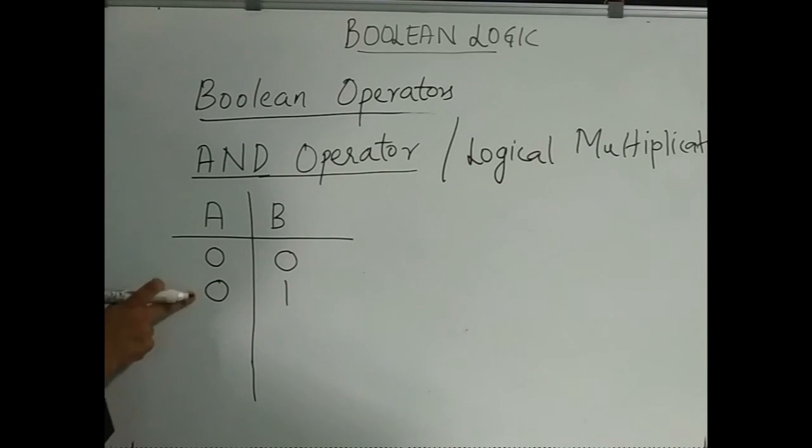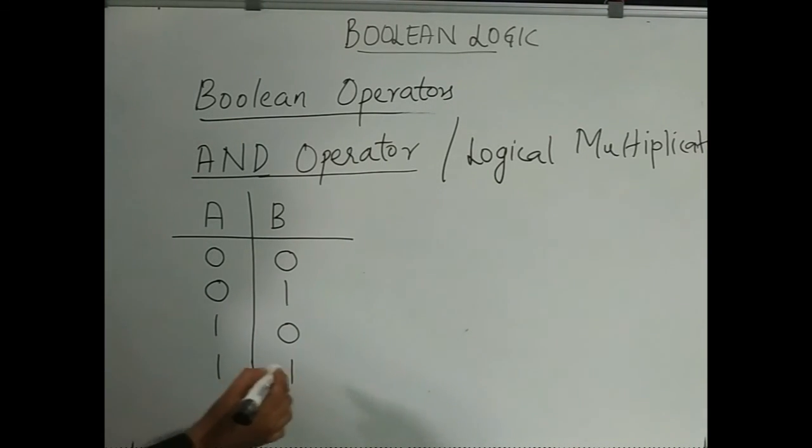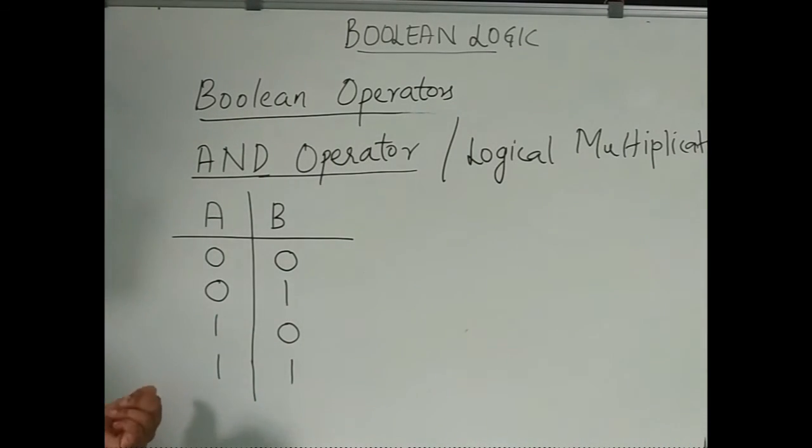Any other combinations of A with zeros? No. So let us move on to 1. 1 and 0 is another possible combination. And 1 and 1 is another possible combination. Now please check whether you can have any other combinations apart from this by using only two Boolean variables. You can't get any more combinations. So these are the 4 combinations.